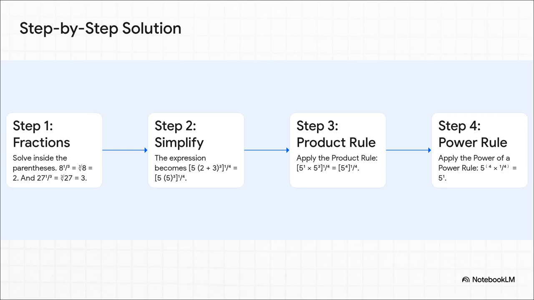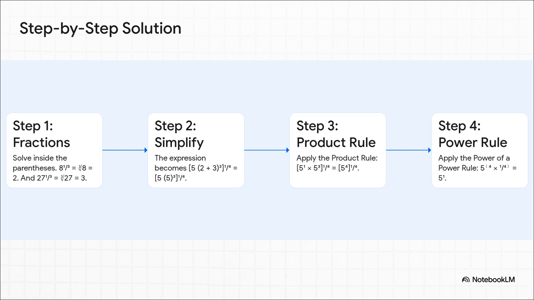Step 1, we're going to tackle what's inside the parentheses first. A fractional exponent, like 1/3, that's just a fancy way of saying take the cube root. So the cube root of 8 is 2, and the cube root of 27 is 3. See? Simple. Okay, step 2. Our expression just got way friendlier. Inside the parentheses, we now have 2 plus 3, which is 5. So the whole thing becomes 5 times 5 cubed.